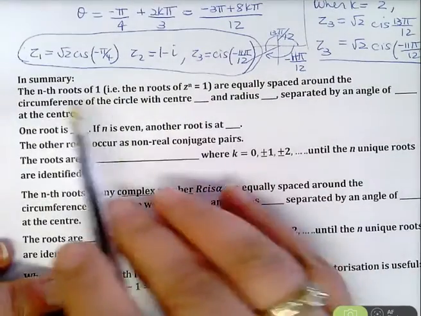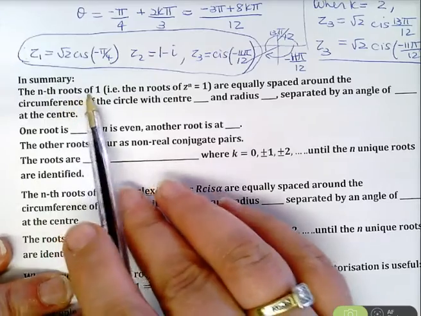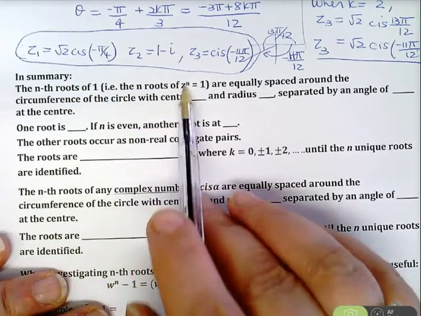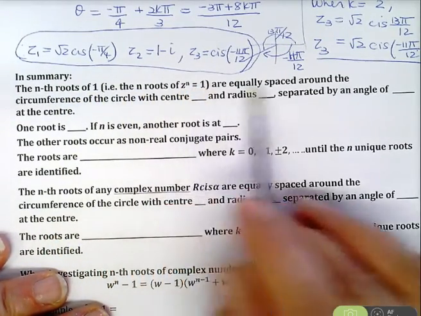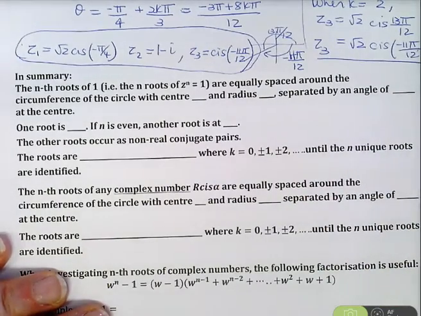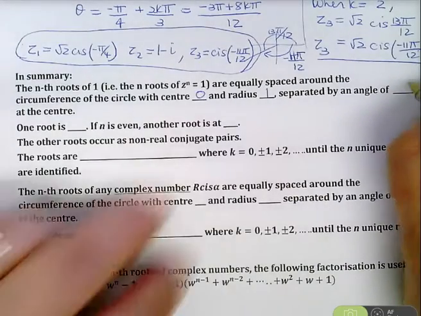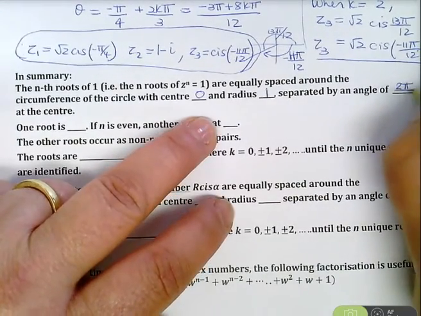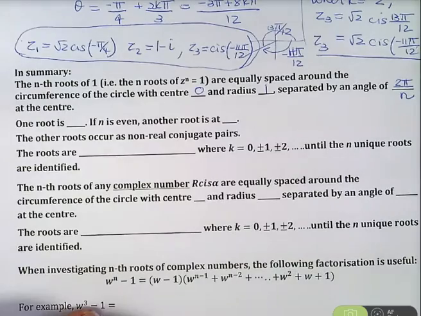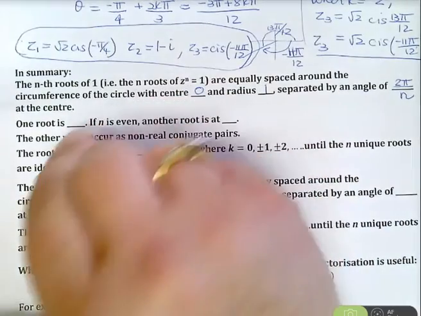So in summary, the nth roots of 1, that is the n roots of z to the power of n equals 1, are equally spaced around the circumference of the circle with center 0, radius 1, separated by an angle of 2 pi on n at the center. One root will be 1.